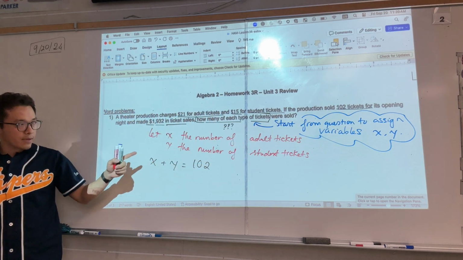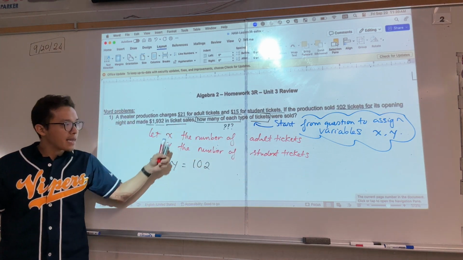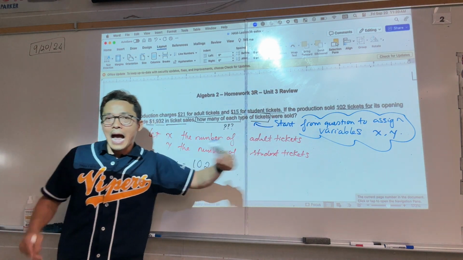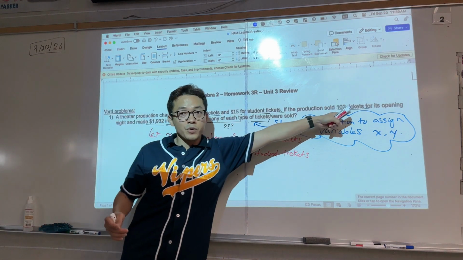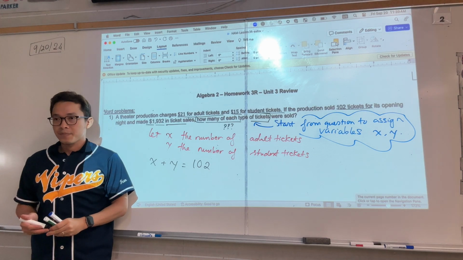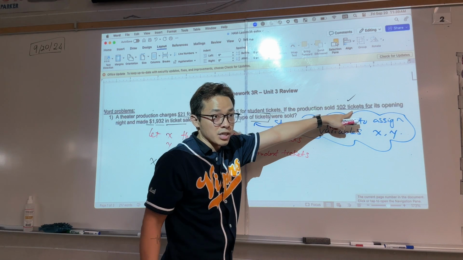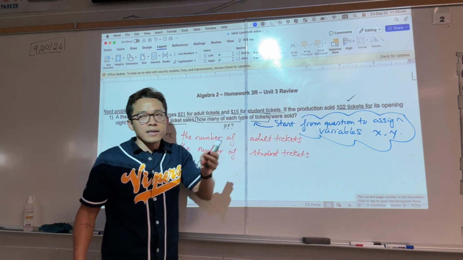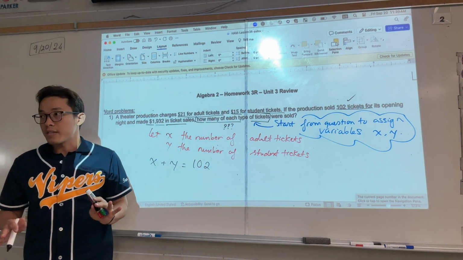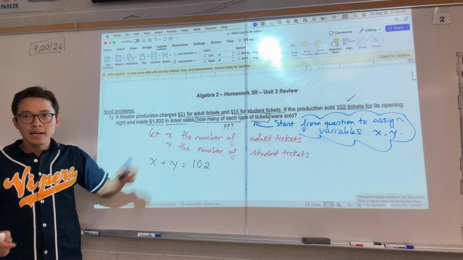Does it make sense? Let's give Dante 1 point. X is the number of adult tickets. Y is the number of student tickets. How many total did they sell? 102. So x plus y is 102. Does it make sense? So that first bit, this is what I usually do. That's when I use the information already, so that I check what other information they haven't used yet. What haven't we used yet? 21, 15, and this one, right? Who can help me with this?